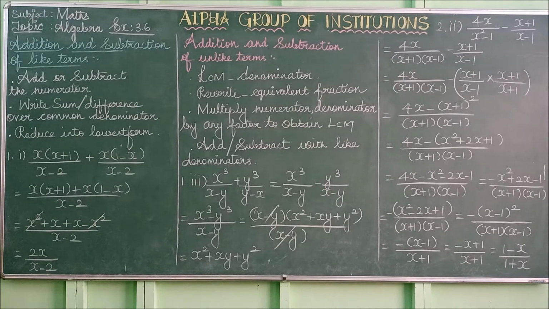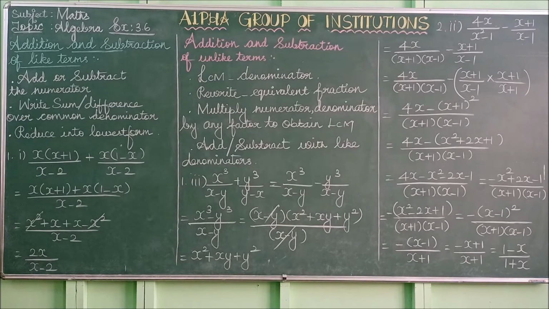An expression is said to be a rational expression if it can be written in the form P of x by Q of x, where Q of x is not equal to 0. Then the rational expression is the ratio of two polynomials. Two polynomials means P of x by Q of x. P of x is the numerator, Q of x is the denominator.